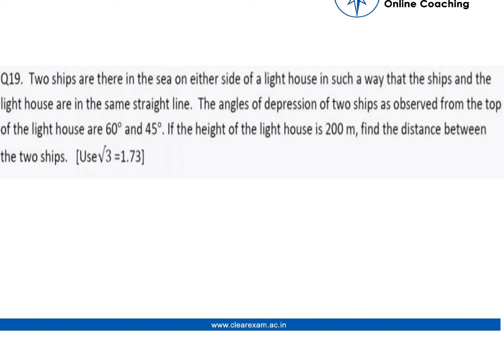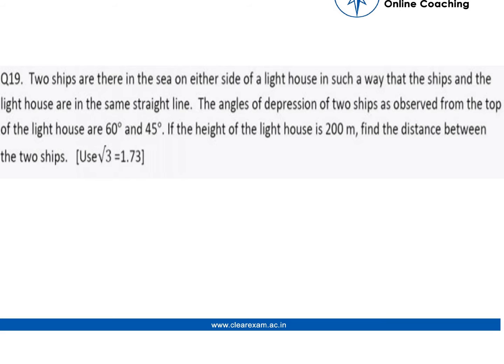Question 19. Two ships are there in the sea on either side of a lighthouse in such a way that the ships and the lighthouse are in the same straight line. The angles of depression of the two ships as observed from the top of the lighthouse are 60° and 45°. If the height of the lighthouse is 200 meters, find the distance between the two ships.